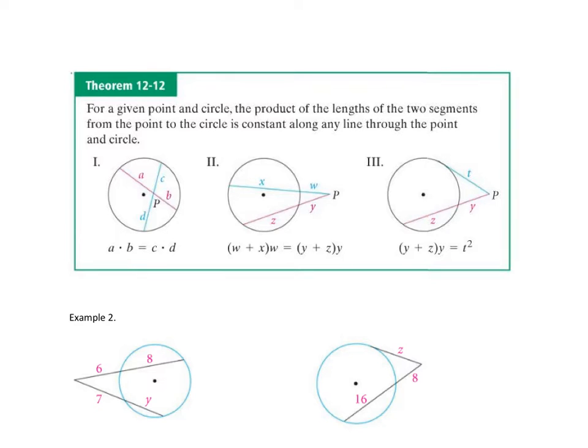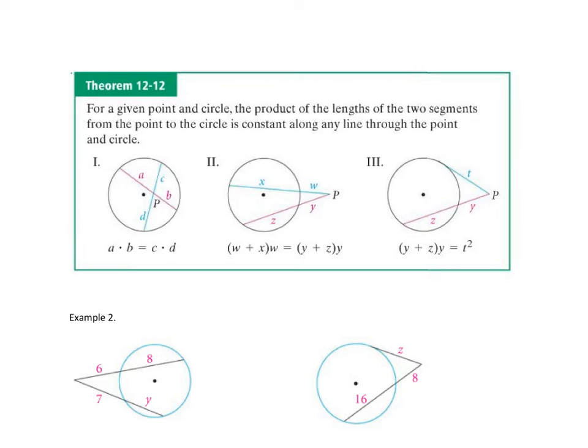So on the slide before, we were finding angle measures. Now this one is about lengths. So if you have two chords that intersect inside, on the same chord, A times B is equal to C times D. If both are secants, then you're going to use this property: W plus X times W equals Y plus Z times Y. And if you have a tangent and a secant, Y plus Z times Y equals t squared.